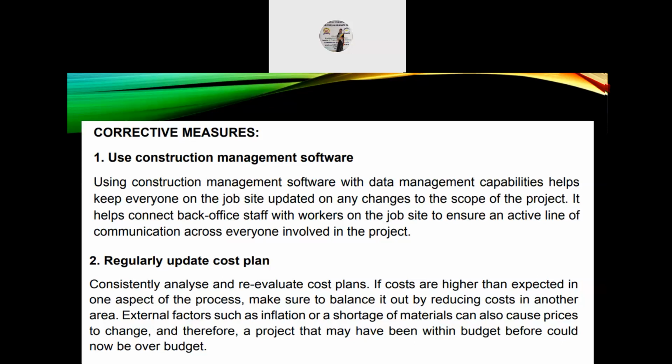Number 2, regularly update the cost plan. Consistently analyzing and re-evaluating cost plans. So if costs are higher than expected in one aspect of the process, make sure to balance it out by reducing cost in another area or aspect. External factors such as inflation or a shortage of materials can also cause prices to change, and therefore a project that may have been within the budget before could now be over budget as well.